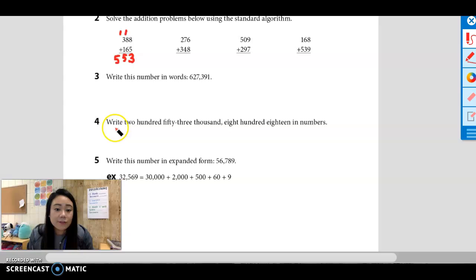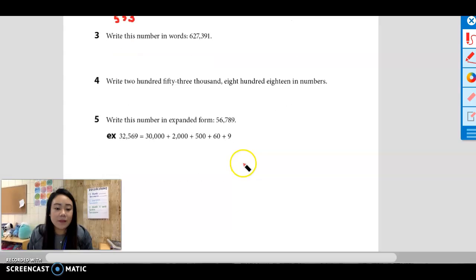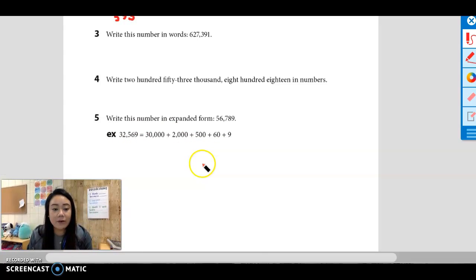Number 4, write 253,818 in numbers. So I'll read that one more time. Write 253,818 in numbers. And then number 5, write this number in expanded form. 56,789. So here's an example. Expanded means it's longer, so stretch that out according to place value.